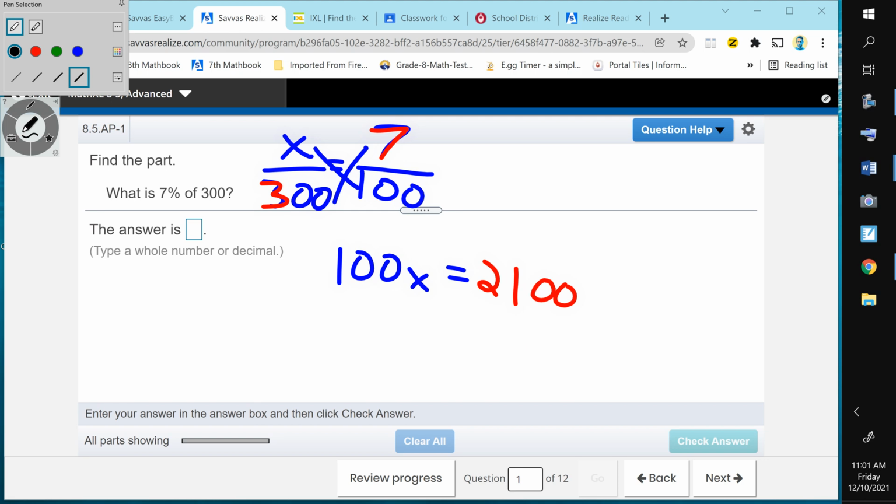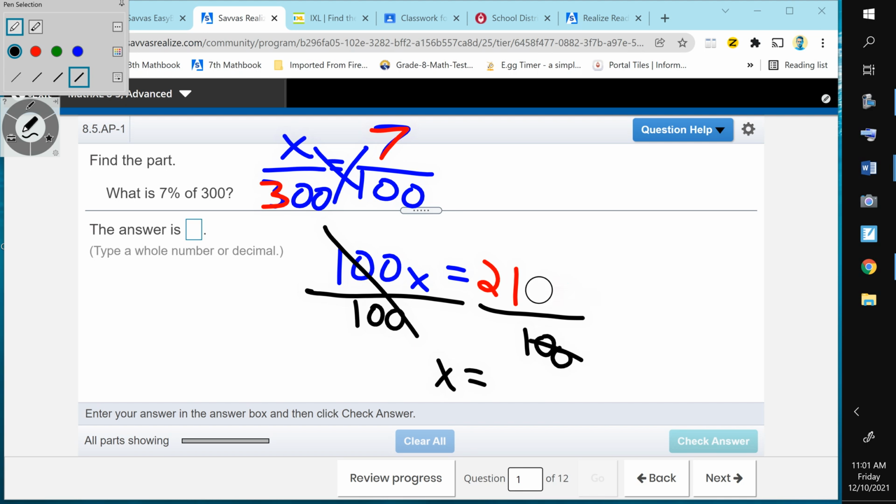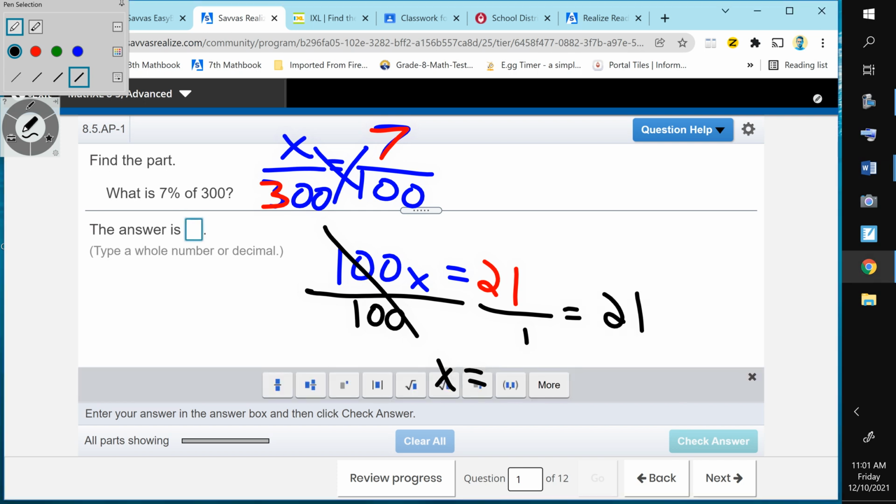Now, I need to get x by itself, so I'm going to divide by 100. Cross out the twins, x equals that division problem. Here's the good news. 2 zeros at the end, 2 zeros at the end, you can eliminate those. 21 divided by 1 is that. Does that make sense?